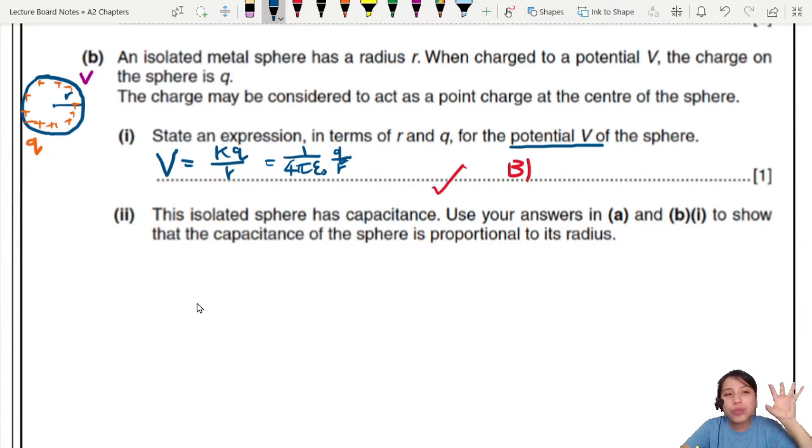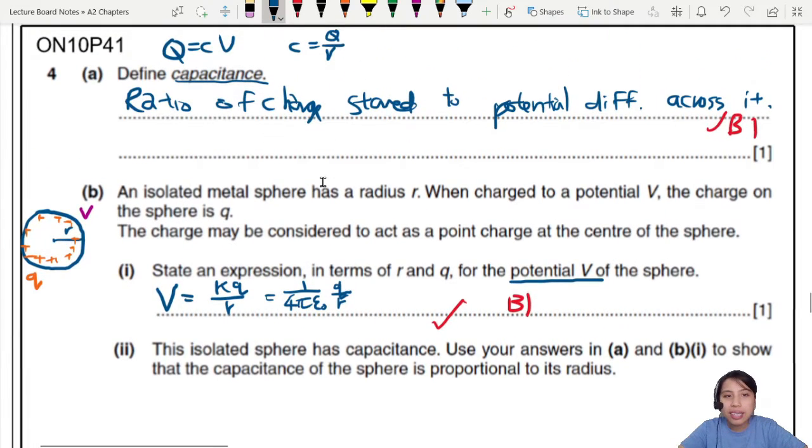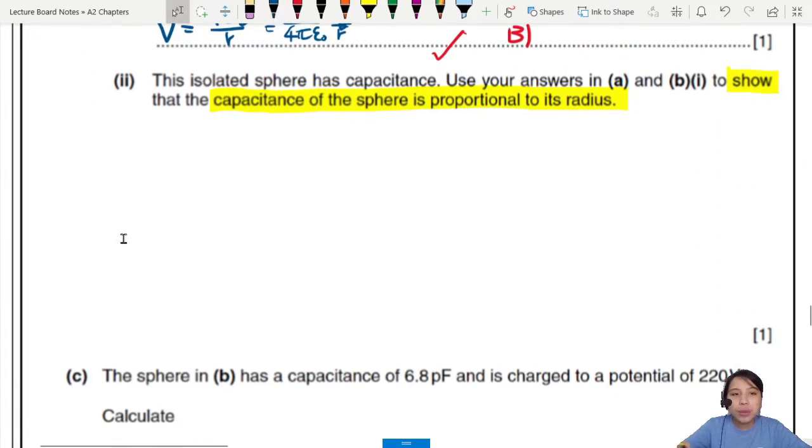So this isolated sphere, now it's just by itself, keeping its charge with it, has a capacitance. Use your answers in A. They give you a hint, use this and B1, this equation, to show that the capacitance is proportional to radius. So this is what you're showing: capacitance is proportional to radius. Don't forget, that's the end goal. And let's see, 1 mark only.